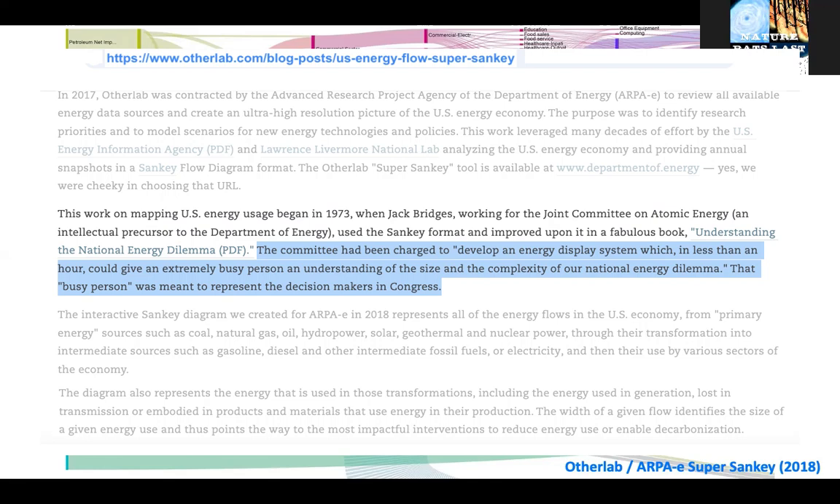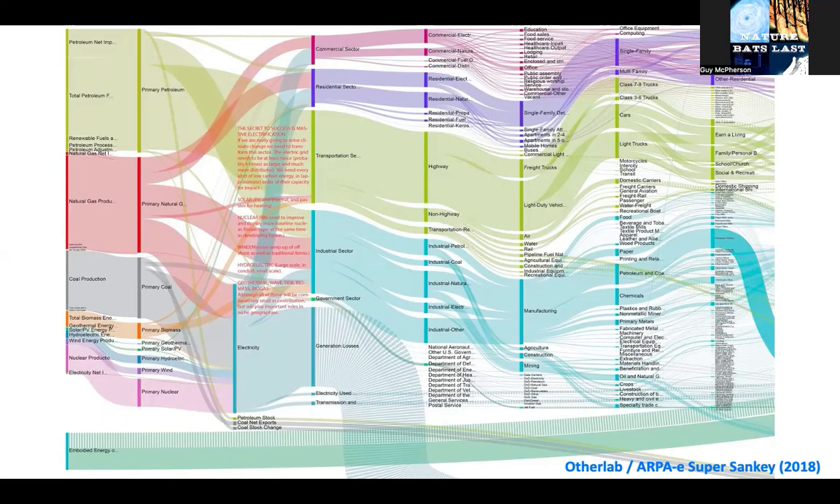That busy person was meant to represent decision makers in the US Congress. So the result of all of this work was to create this diagram, whose premise is that a US congressman or woman could use this in less than an hour to understand our entire energy sector. I mean, is this for Saturday Night Live or what?